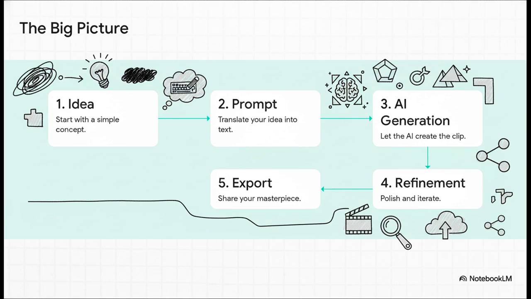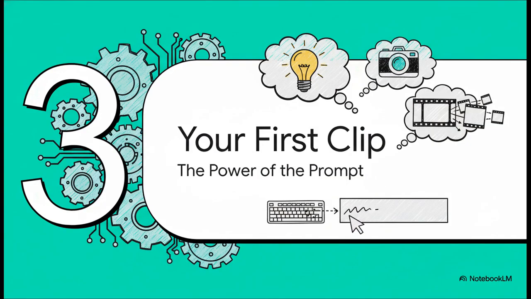So here's our roadmap for today. It's a really simple 5-step journey. We start with an idea, turn that into a text prompt, let the AI do its thing with generation, we do a little bit of refinement, and finally we export. That's the whole shebang.